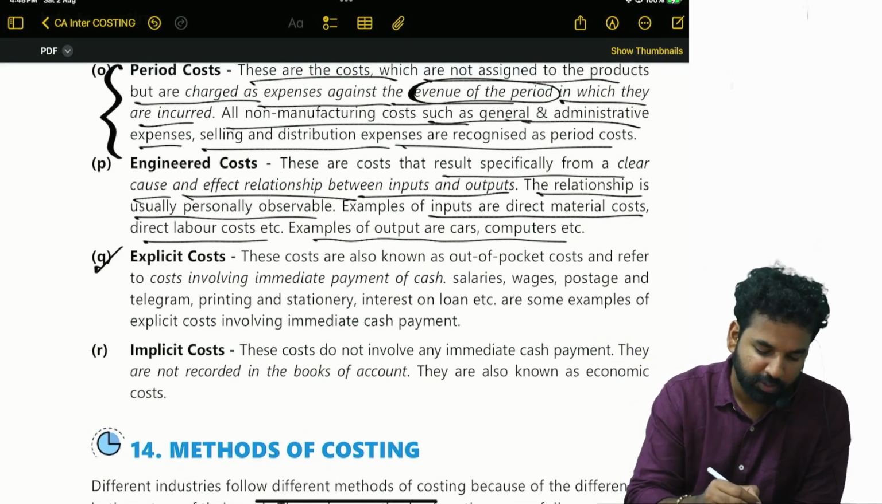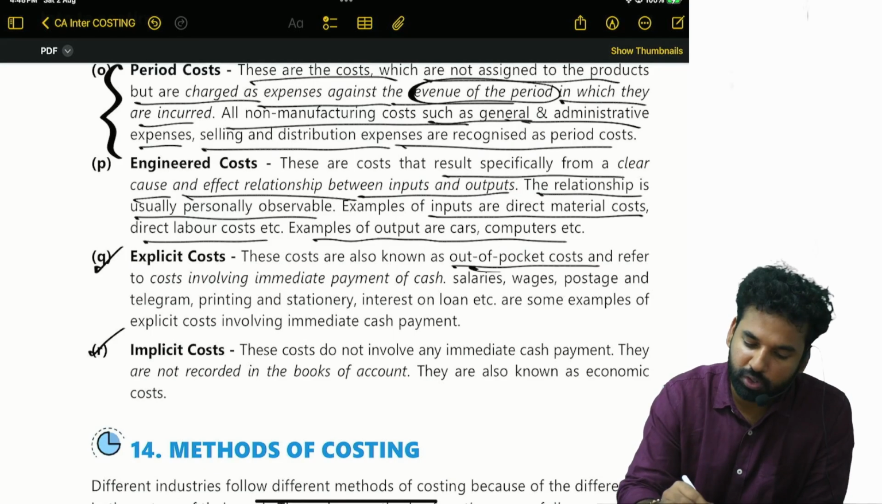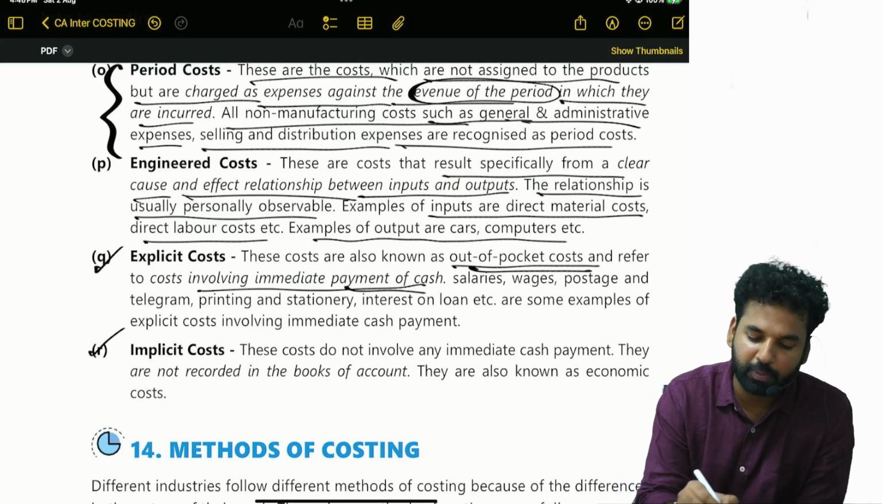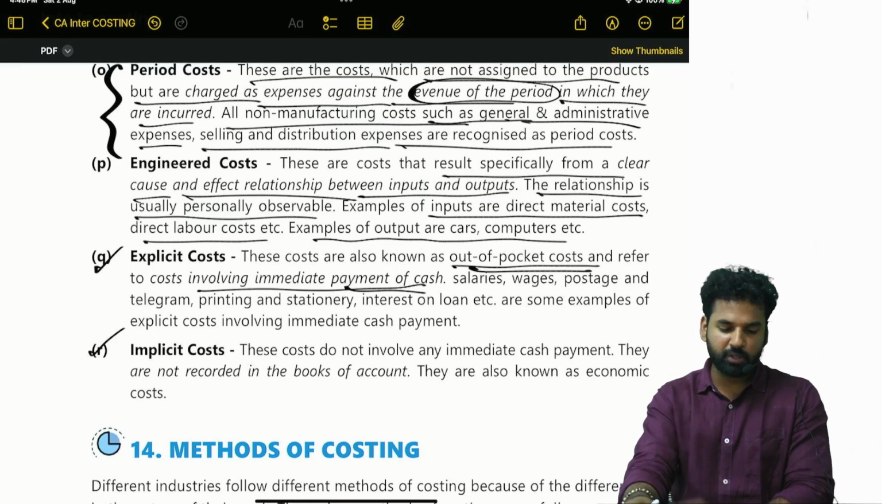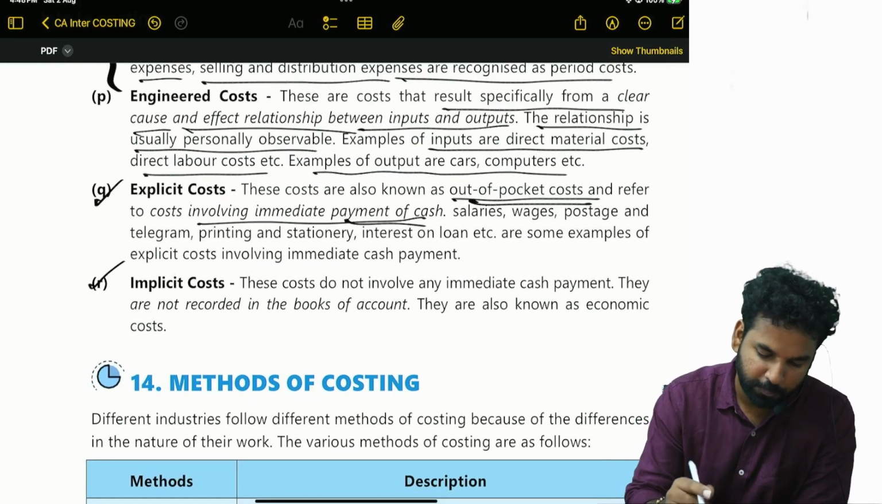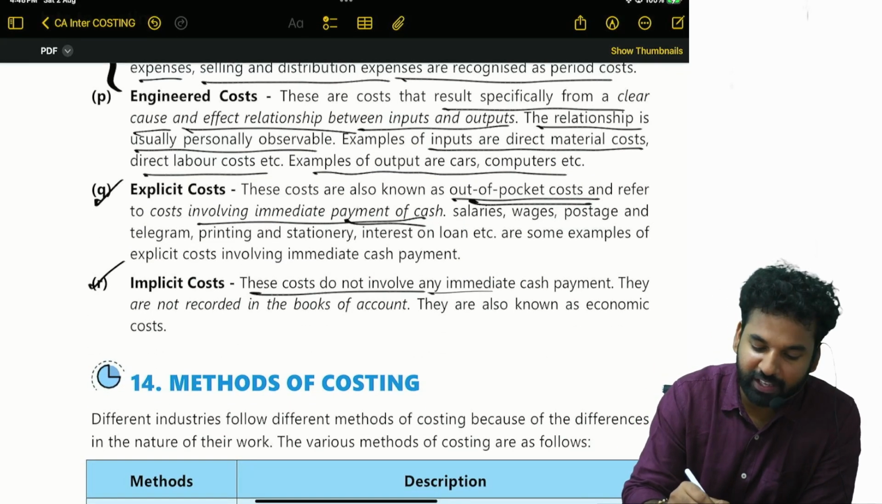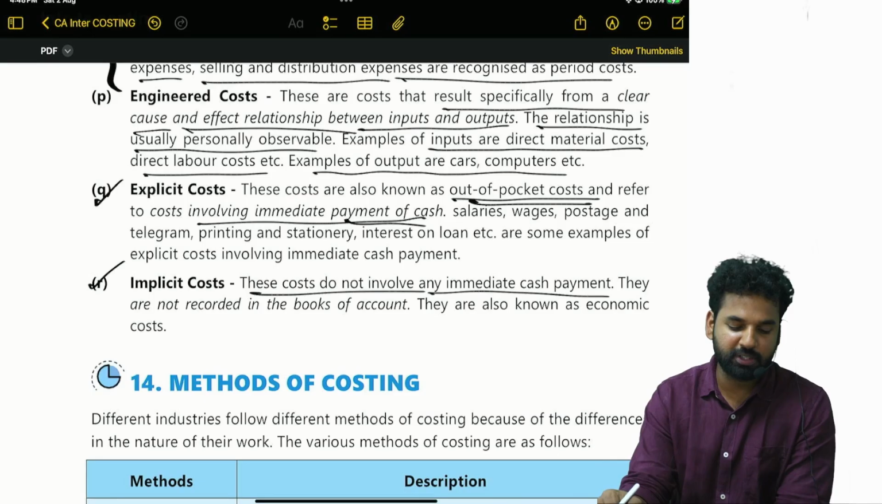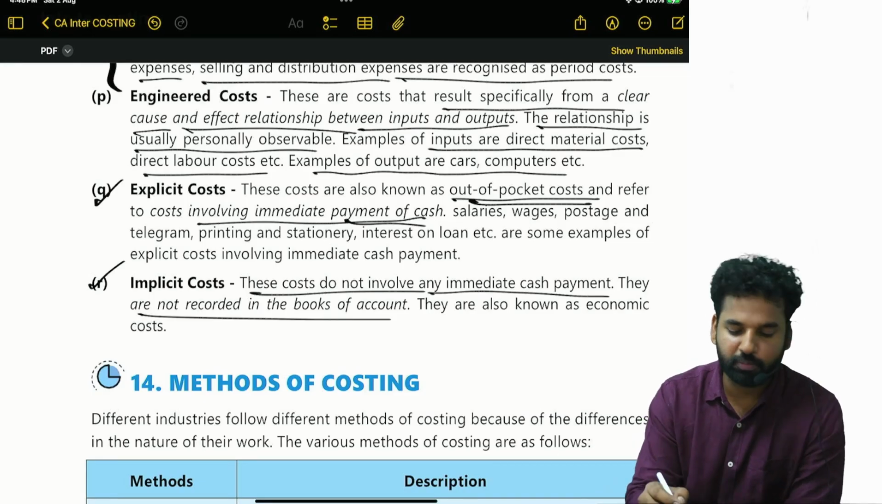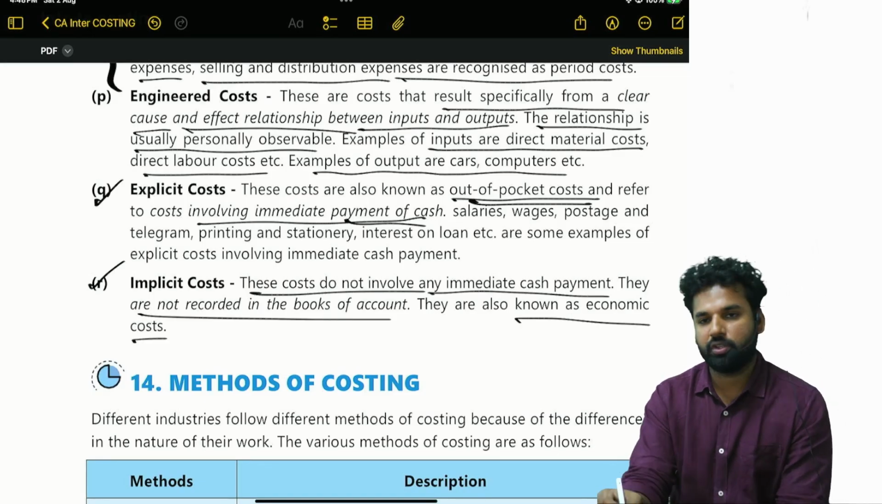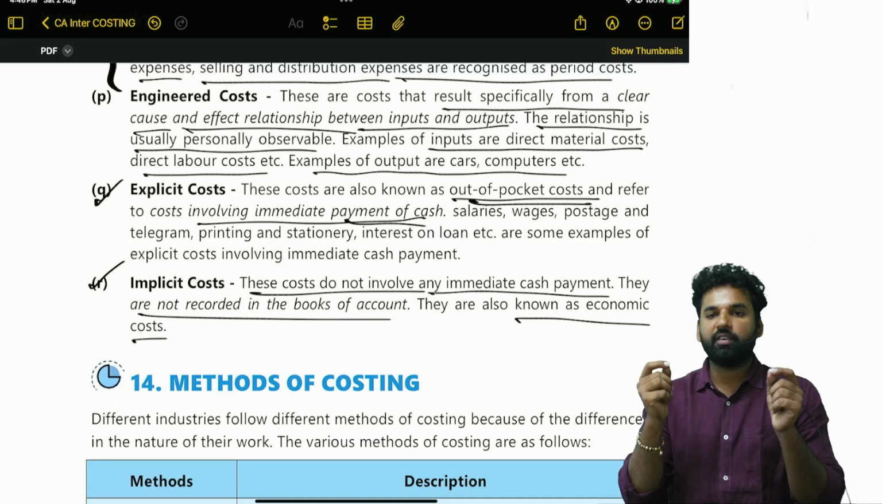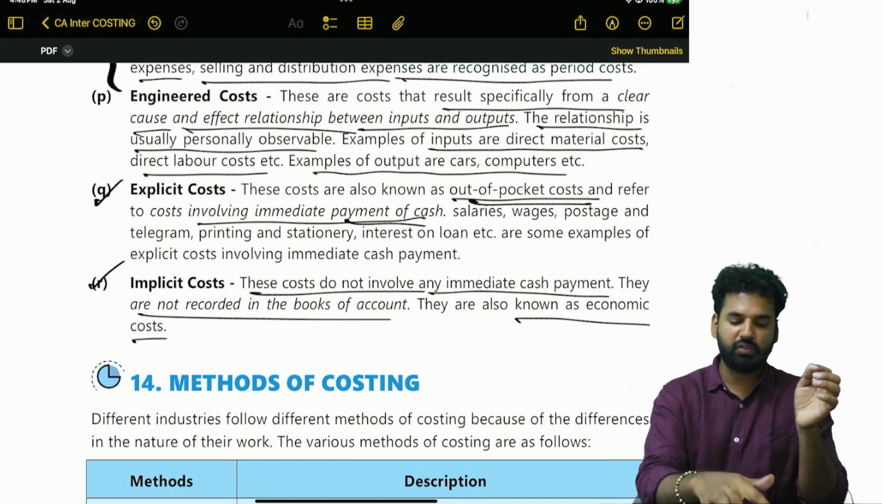Explicit cost and implicit cost. Explicit cost means out-of-pocket cost only, which involves immediate payment. Implicit cost means these costs do not involve any immediate cash. These are implicit costs, which will not be recorded in the books of account. They are known as economic costs, implicit costs. So these are the different costs which we have seen.